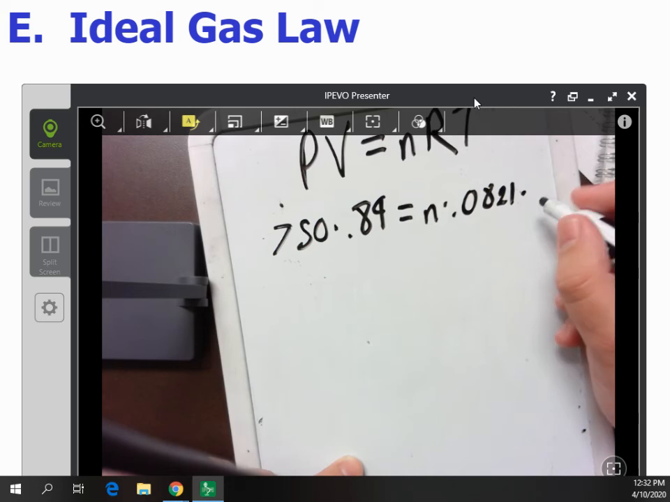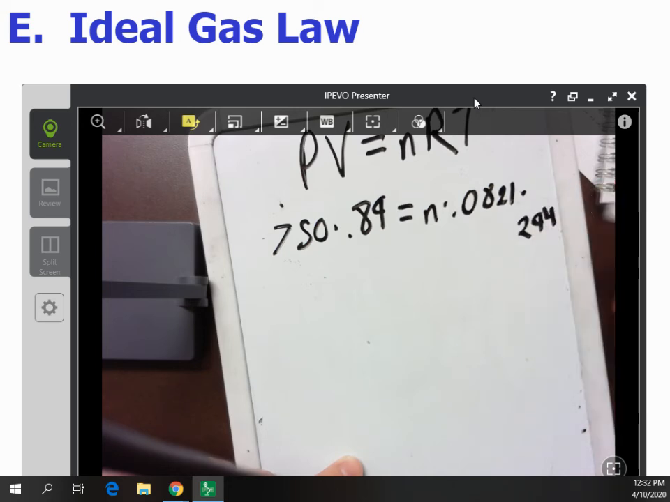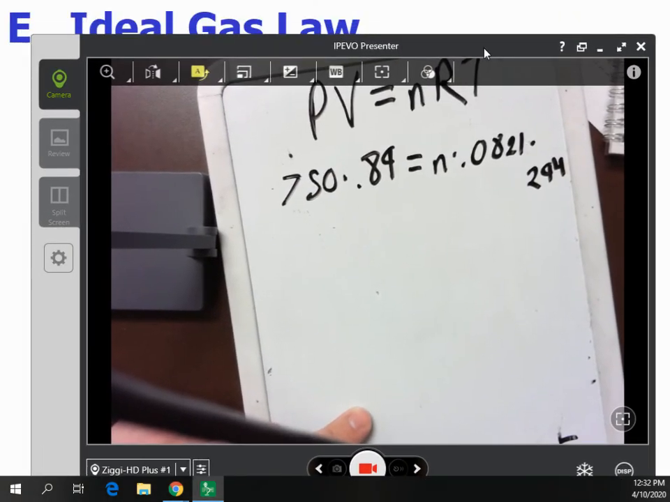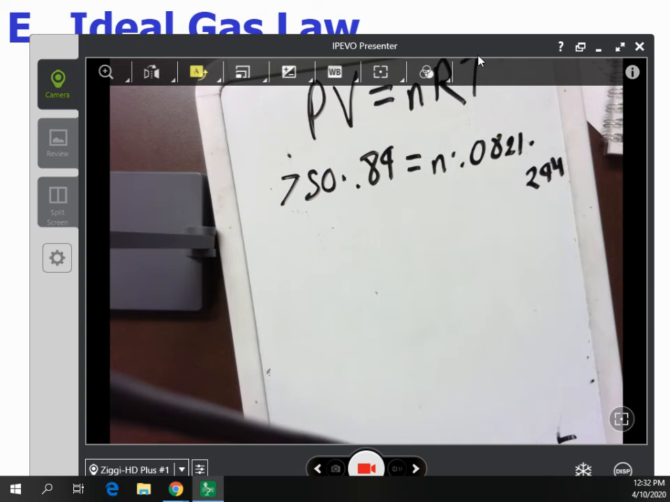So we have 294, because 21 plus 273 is 294. So now we just do the math to get it all together. So let's multiply the first two together. So 750.